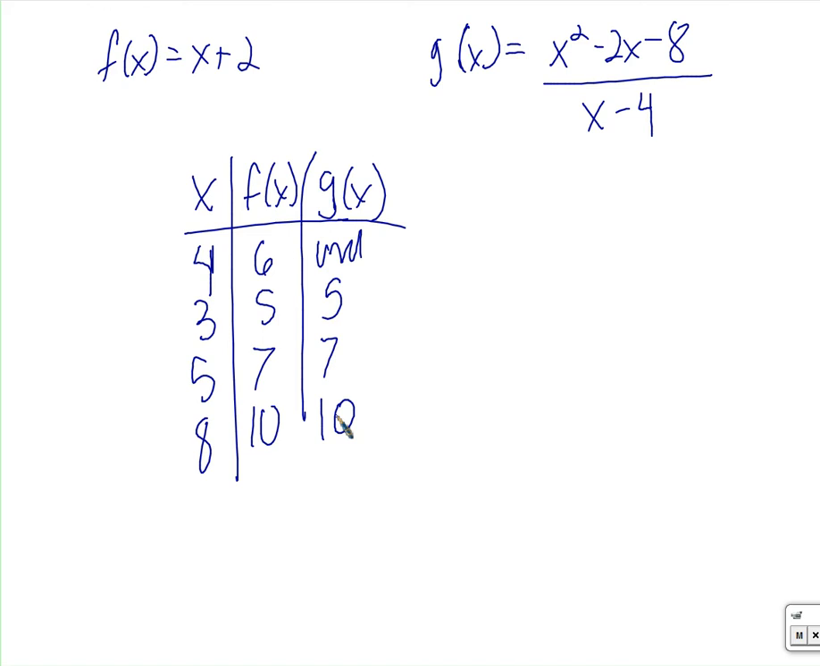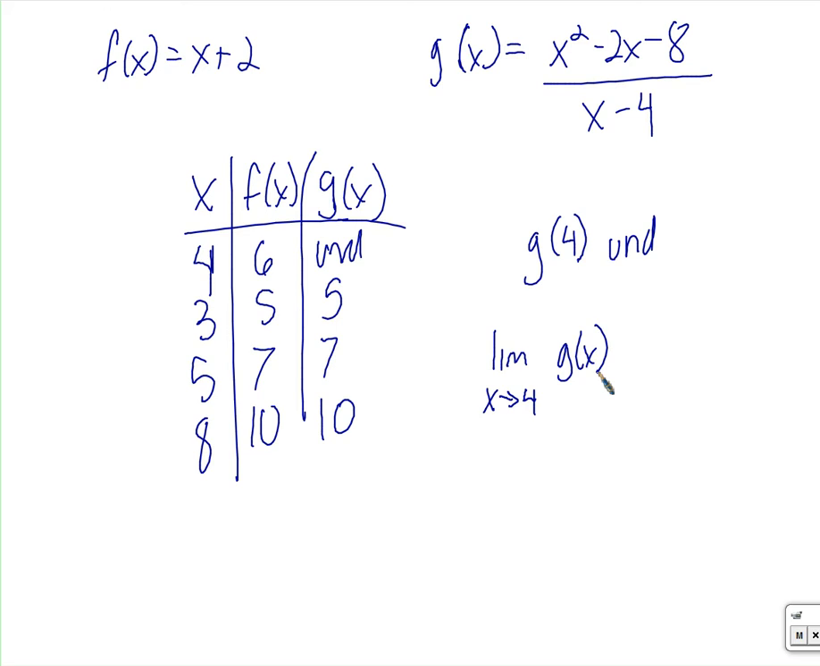Well, this helps us talk about limits, because here we want to look at what's g of 4. What is it? Undefined, it doesn't exist. But what is the limit as x approaches 4 of g of x? It is 6. Okay, and we'll use that method a little bit later.